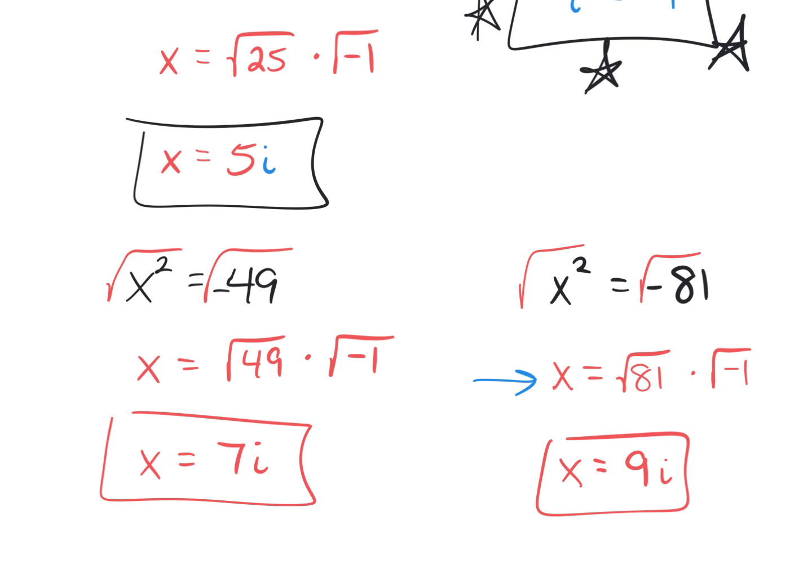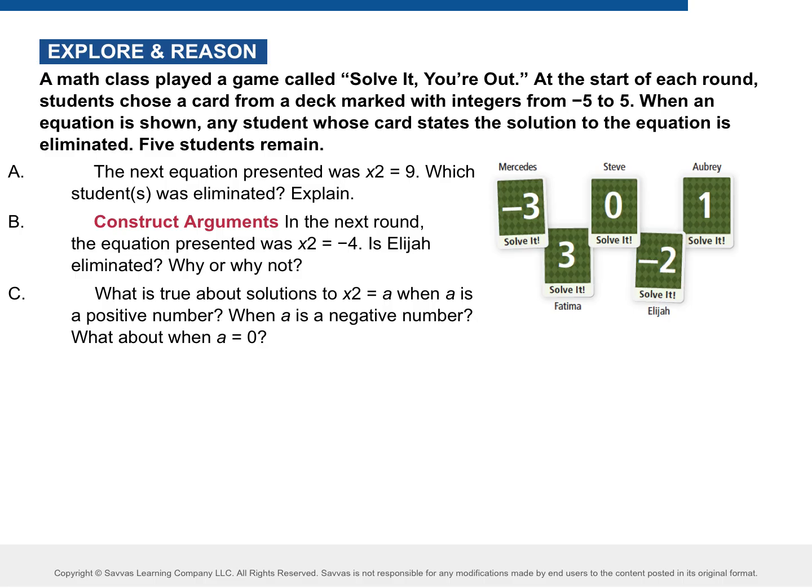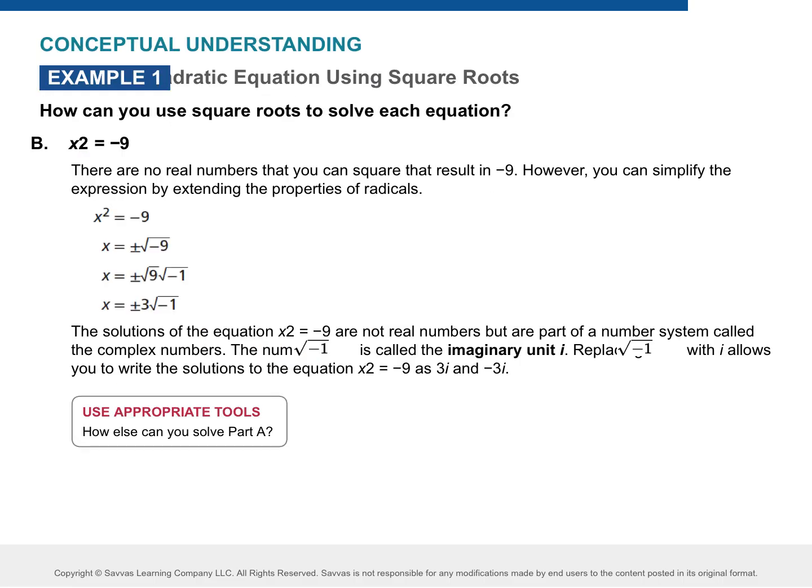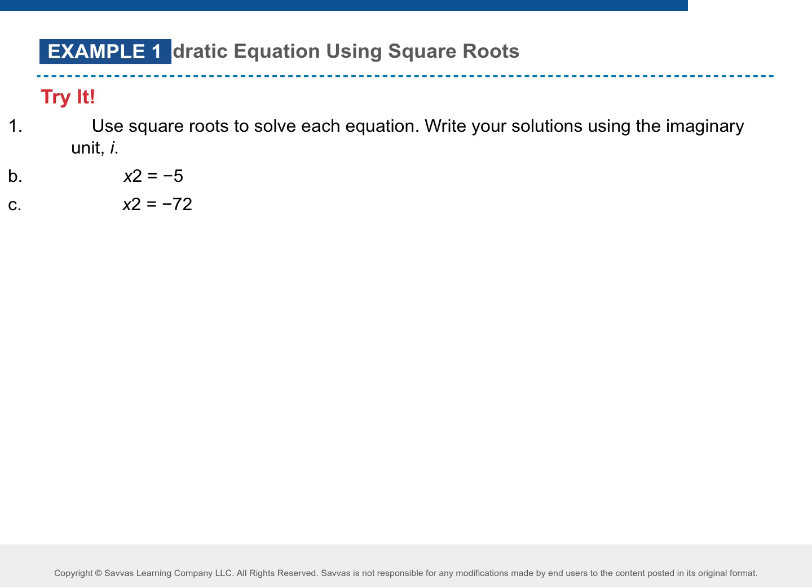Capiche? All right. Let's look at example 1. So I have x squared equals negative 5. How do I get x by itself? What have we been doing the whole time? Square root. How can I split up that square root of negative 5? The square root of 5 times the square root of negative 1.